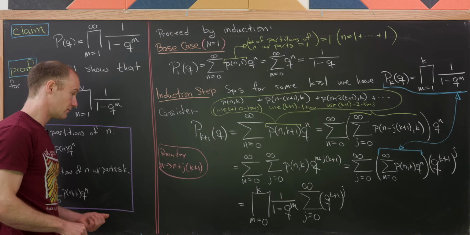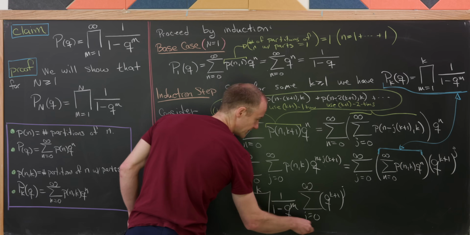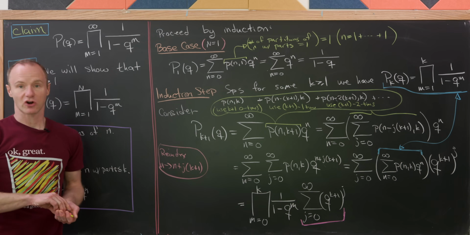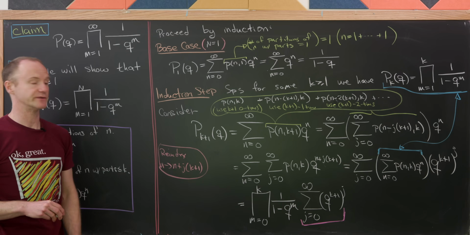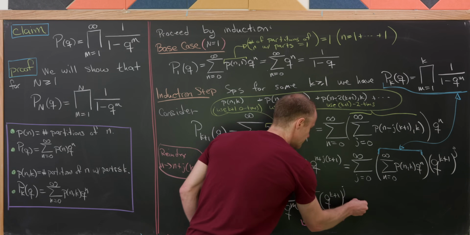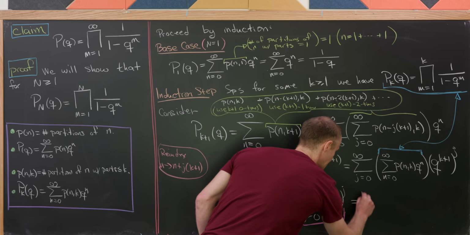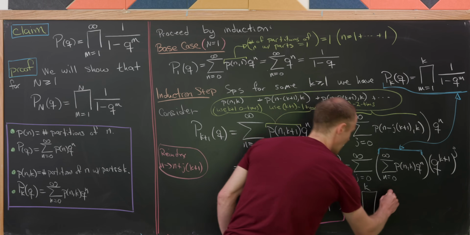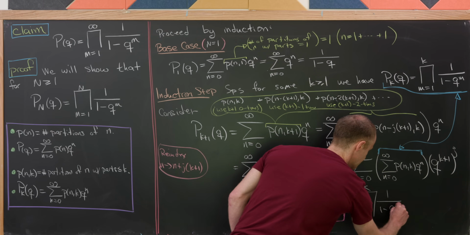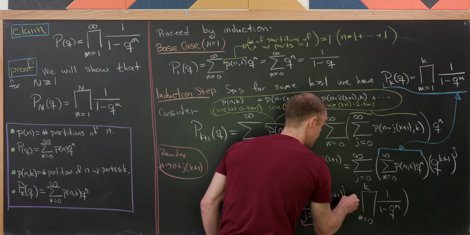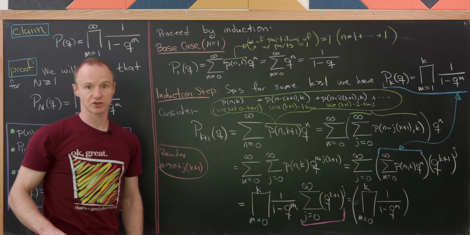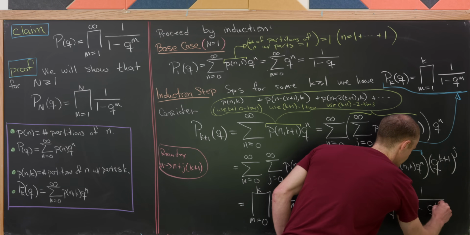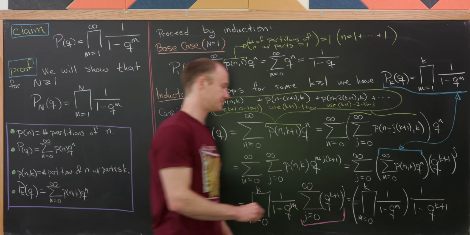But now we've almost got it. Observe this thing right here is another geometric series. The starting term is 1, and the common ratio is q to the k plus 1. So now I can rewrite this as our product as m goes from 0 up to k of 1 over 1 minus q to the m times the rational function version of this geometric series, which is 1 over 1 minus q to the k plus 1.